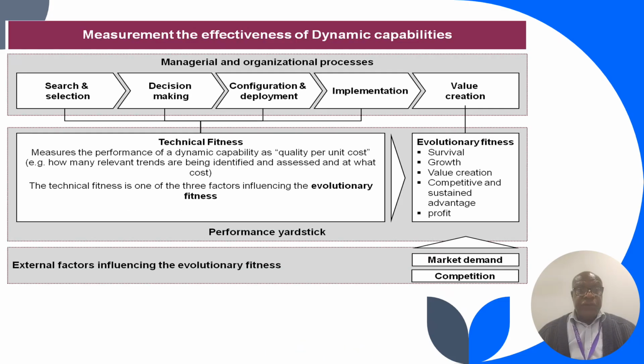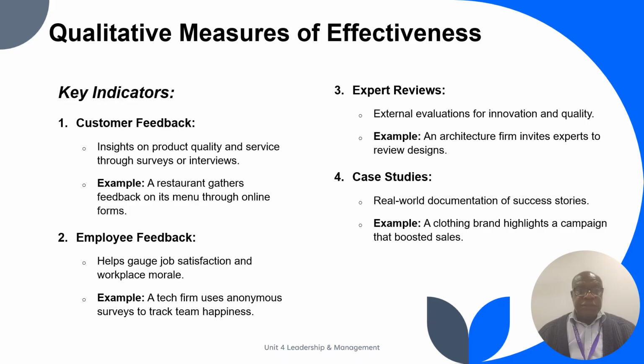Measurement of effectiveness can also be dynamic, such that it flows from left to right. So you can search and select whatever it is you want to measure, make decisions, configure it before deploying, implement it, and then look at the value that you get out of it. So this is a diagram that can give you that. If we focus mainly on qualitative measurement, let's look at that in greater detail.